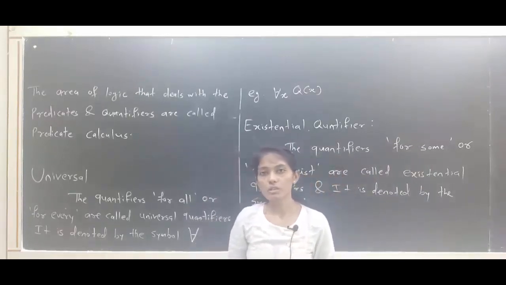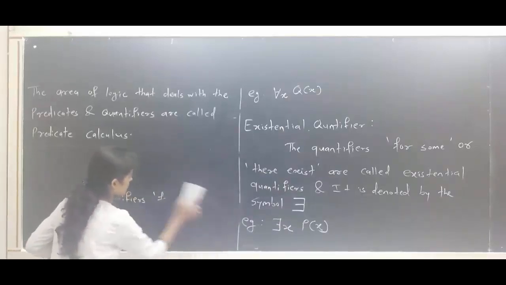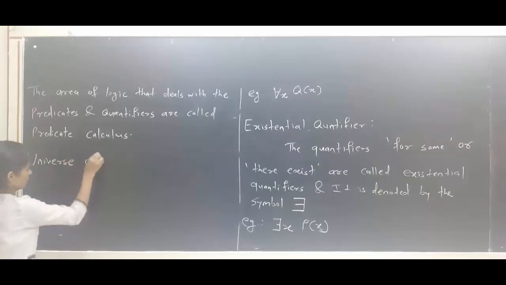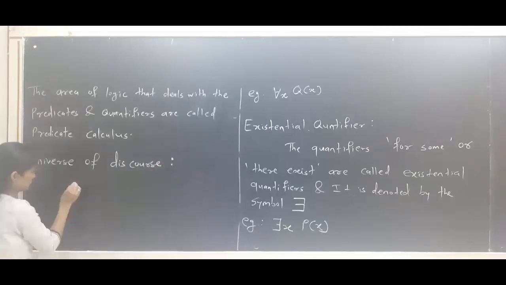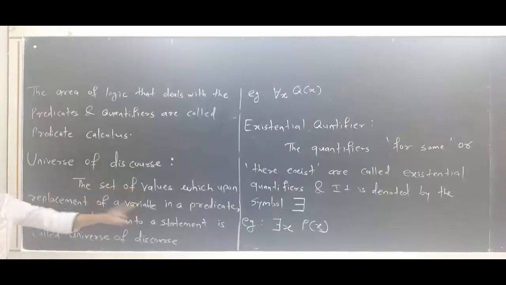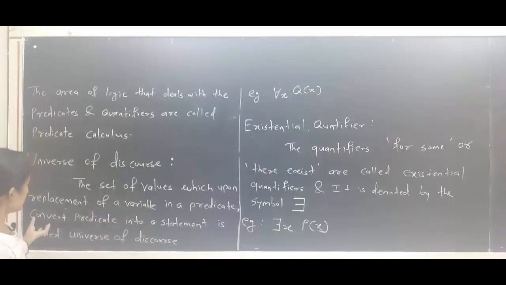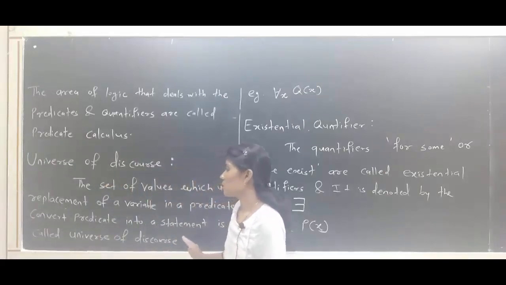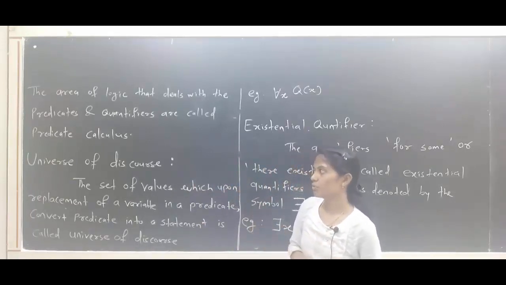Now next point, universe of discourse. Definition, universe of discourse: the set of values which upon the replacement of variable in a predicate convert predicate into a statement is called the universe of discourse, or simply universe U. So this is the definition for universe of discourse.